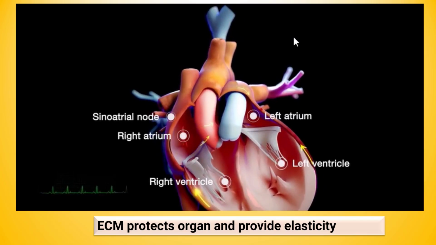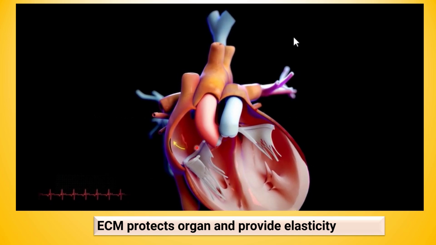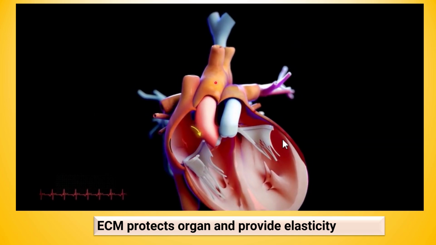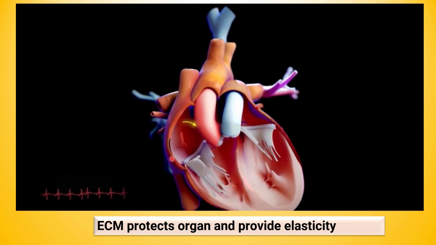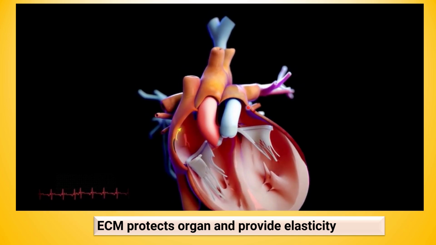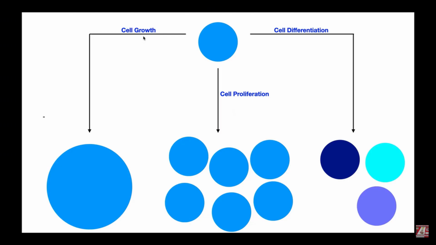So here you can see the heart, the tissue which contains extracellular matrix. It protects your organ, and the elasticity of the organ is also provided by extracellular matrix. Then it also participates in cell growth, cell proliferation, differentiation and migration. This is done by extracellular matrix. Here you can see there is an increase in cell size. It is called cell growth, proliferation, and differentiation into different types.